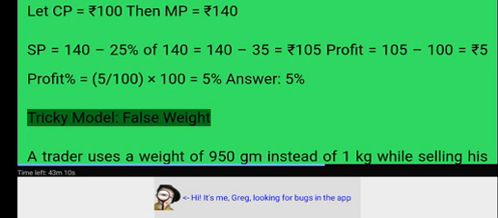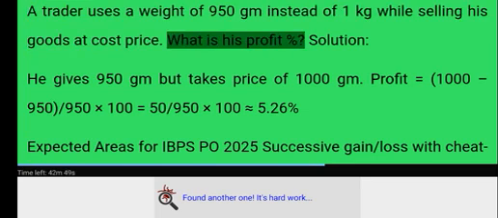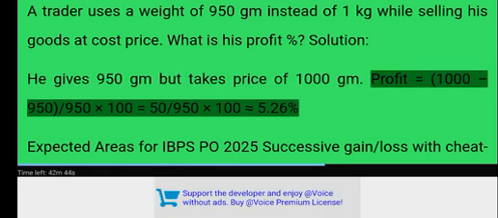Tricky model, false weight. A trader uses a weight of 950 gm instead of 1 kilogram while selling his goods at cost price. What is his profit percent? Solution. He gives 950 gm but takes the price of 1000 gm. Profit equals 50 over 950 times 100, approximately equals 5.26%.